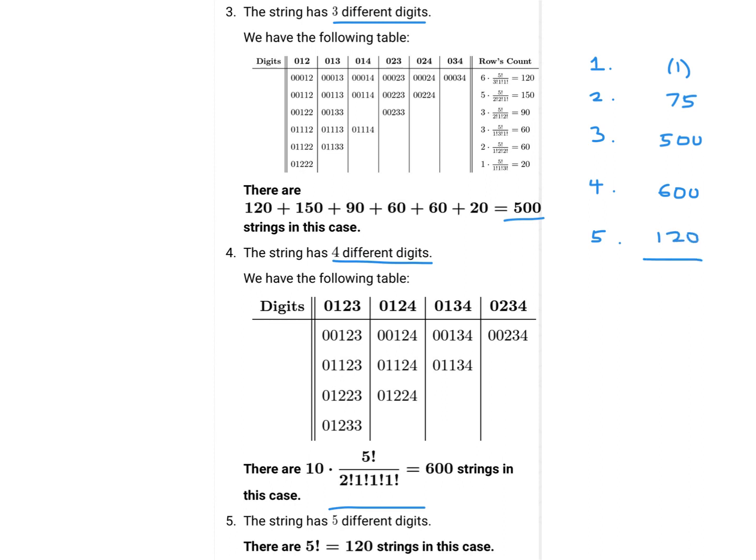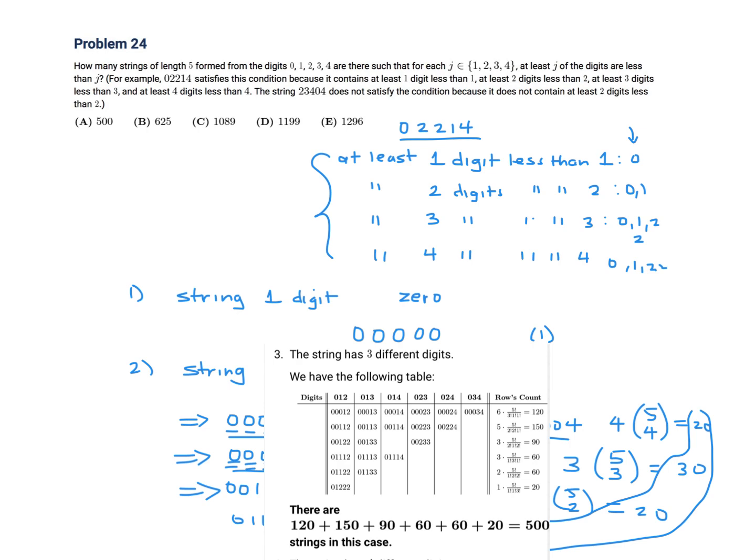And when you add up all of these, you get 1296. So it's a very time-consuming question. I don't know how anybody could do this in a few minutes on a math contest. And 1296 is E for this one.